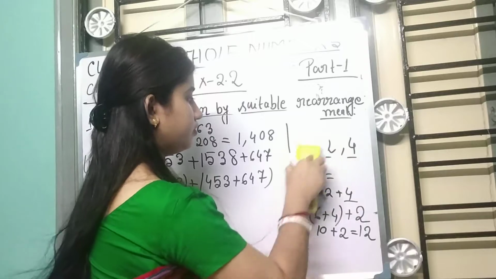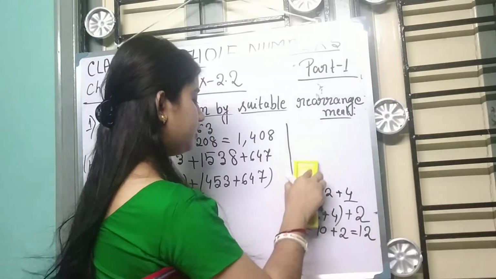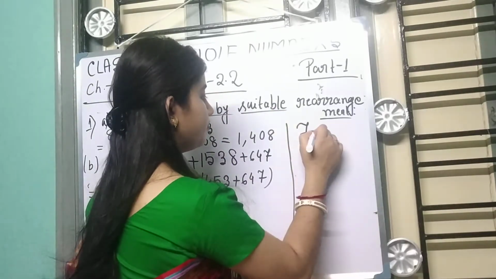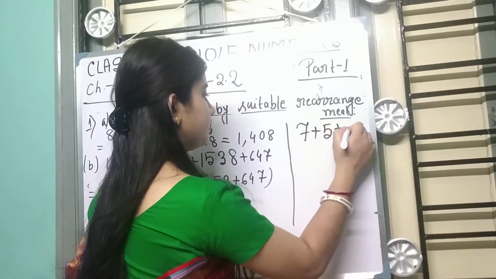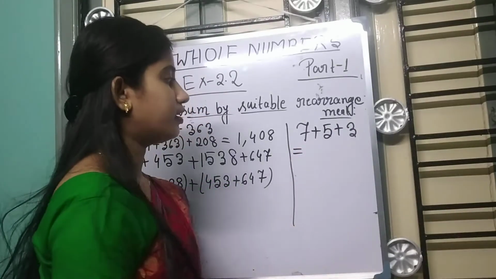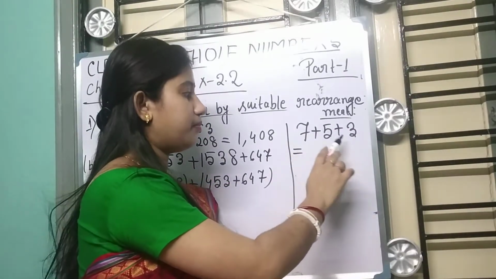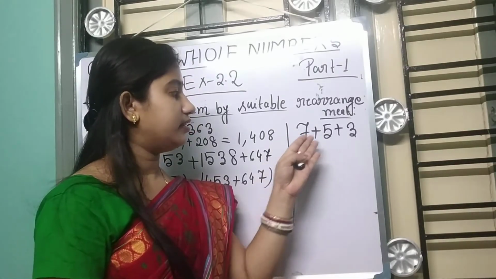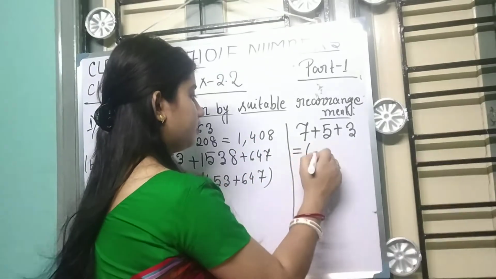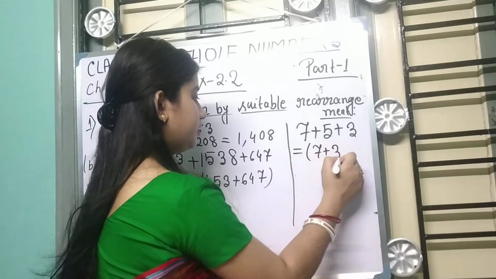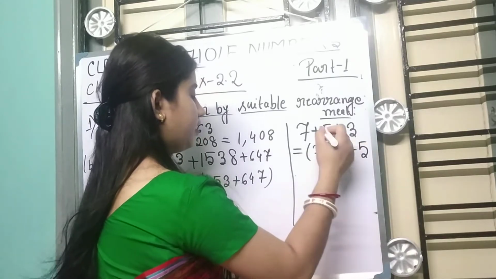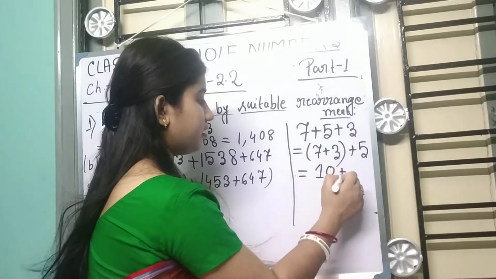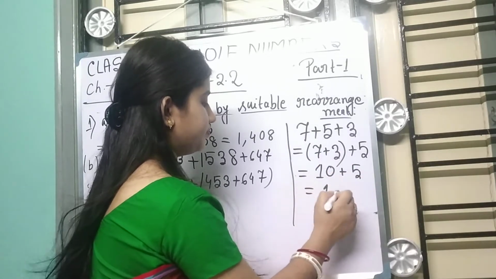Now in another example, suppose given 7 plus 5 plus 3. We see that 7 plus 3 is 10. So we first add these two numbers, 7 plus 3, then we add 5. Now 7 plus 3 is 10, and 10 plus 5 is 15.